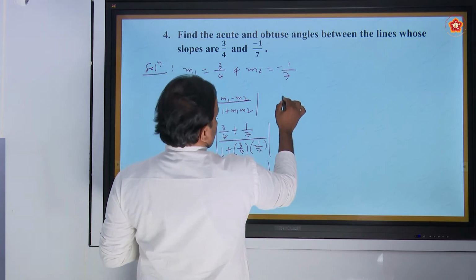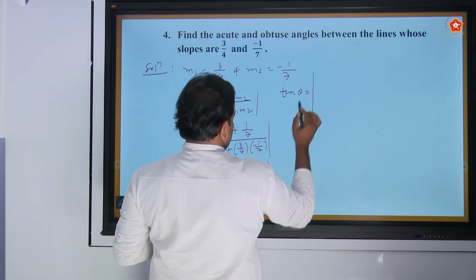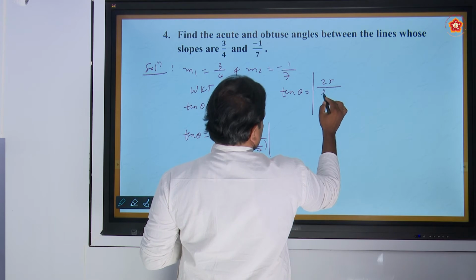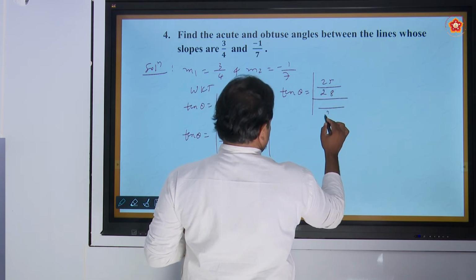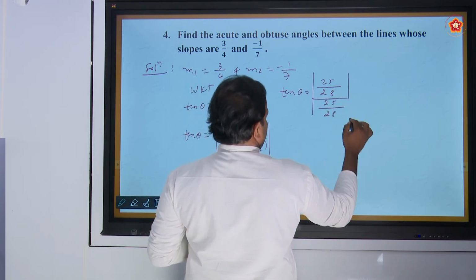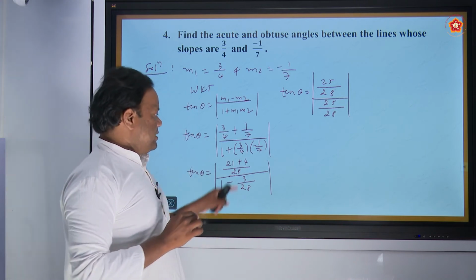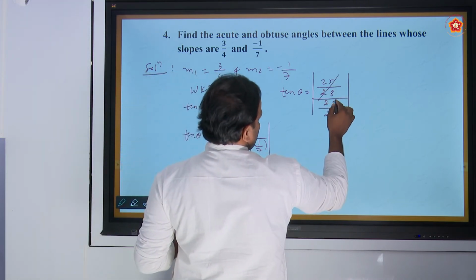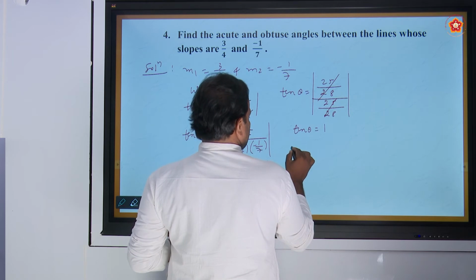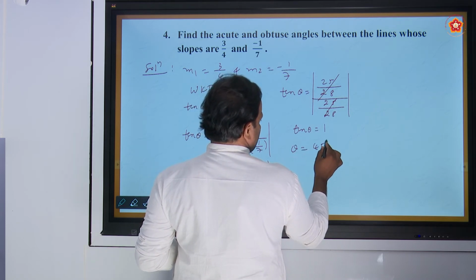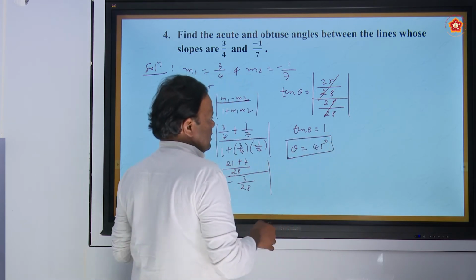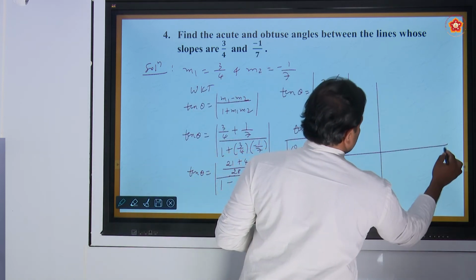Tan theta is equal to mod of 21 plus 4, 25 by 28, divided by 28 minus 3, again 25 by 28. The 25 by 28 cancels, and tan theta is equal to the remaining 1. So clearly theta is equal to 45 degrees. You know tan 45 is 1. Instead of 1 you can write tan 45, so again theta equals 45 degrees. See, theta is actually the acute angle.